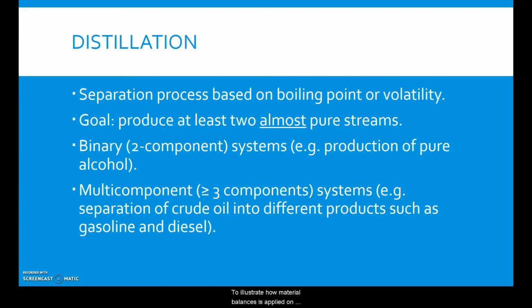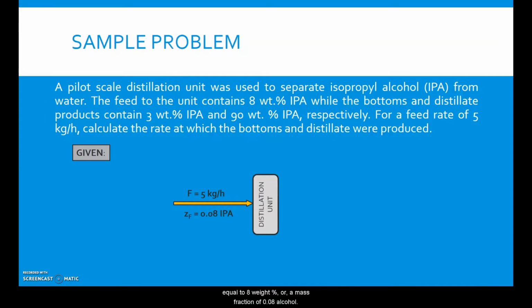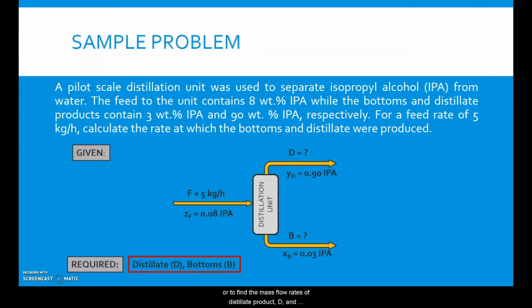To illustrate how material balances is applied on distillation of binary systems, let us consider this problem. For this problem, we are given a distillation unit with a feed rate of 5 kilograms per hour, with a composition equal to 8 weight%, or a mass fraction of 0.08 alcohol. Also given to us is a distillate product that is alcohol mass fraction of 0.9, and a bottoms product that contains 3 weight% alcohol. And we are required to solve or to find the mass flow rates of distillate product, D, and bottoms product, B.